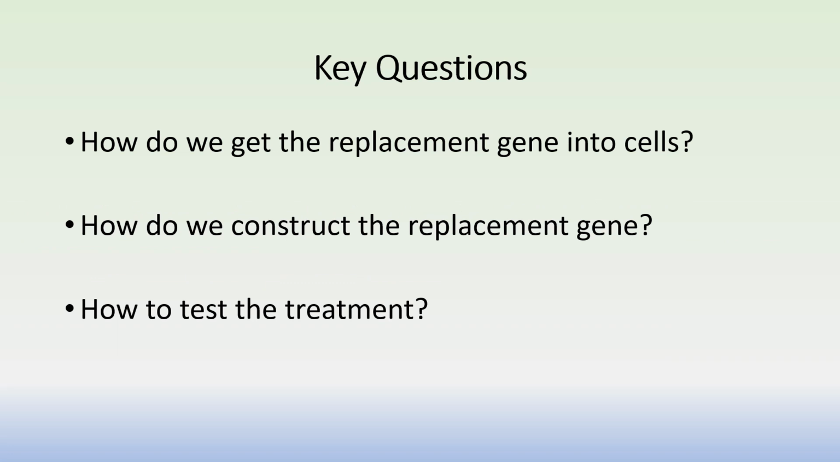So for gene transfer therapy, specifically for recessive diseases, we're trying to put a new good copy of the gene into somebody's cells. So one, how do we get it into the cells? Secondly, exactly what is the gene that we put in going to look like? Is it going to look exactly like the copy that a person already has, except without the error? And how do we know that it's actually going to work?